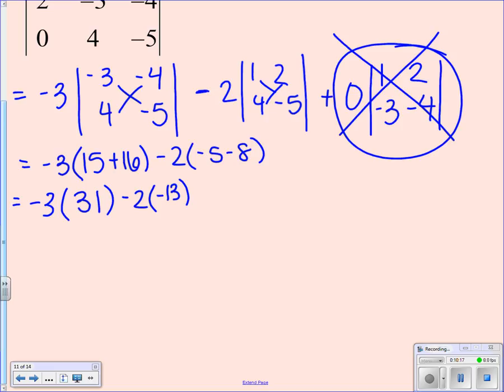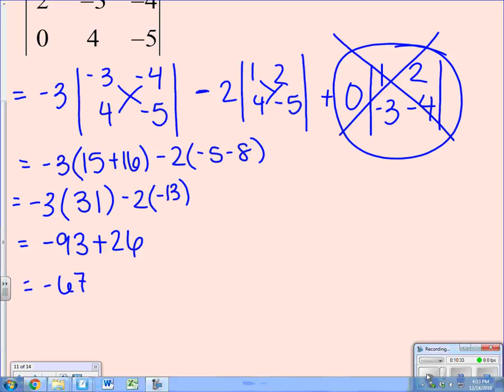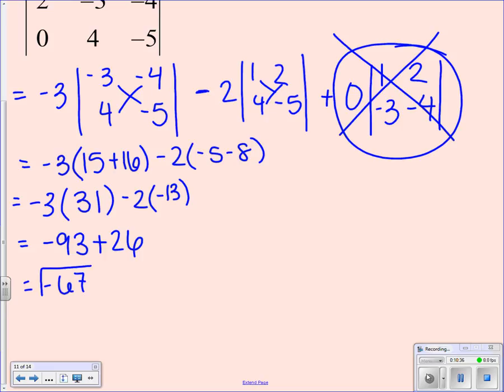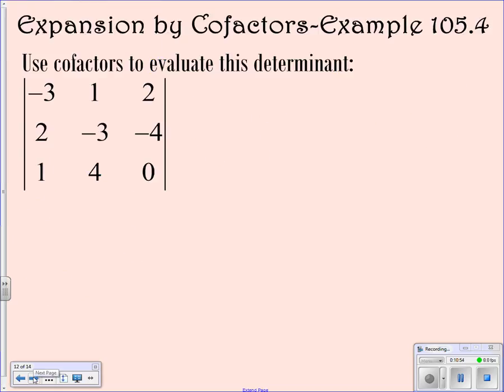So 3 times 31 is negative 93, and then plus 26, which should give you a negative 67. And so that would be your answer for that question. So again, I picked a row or column that had a 0 because I find that it helps make it go a little bit quicker, but you don't have to. No matter which row or column you use, you should still get the same negative 67. Okay? So let's look at one more.